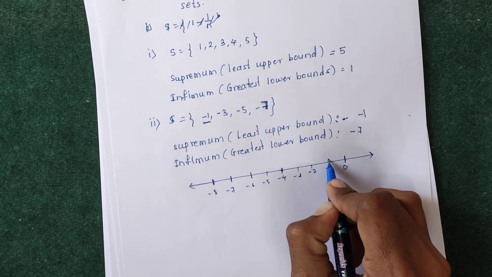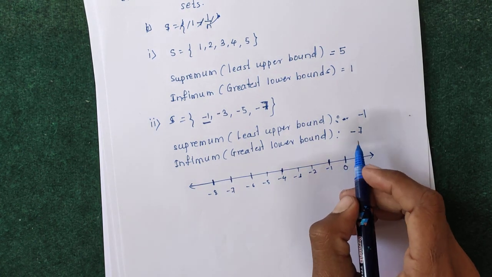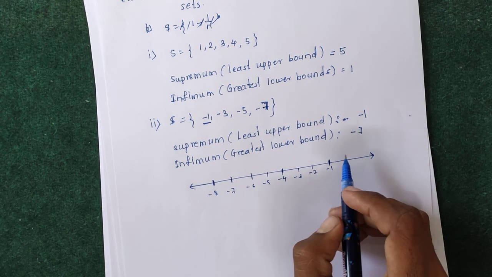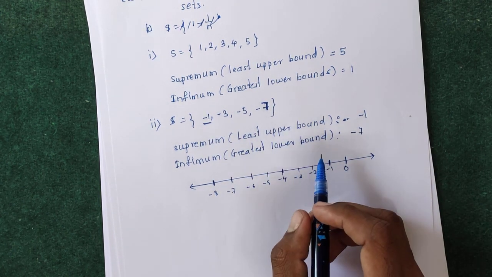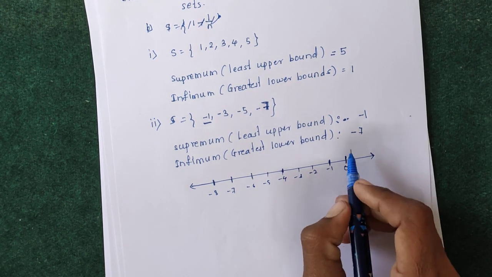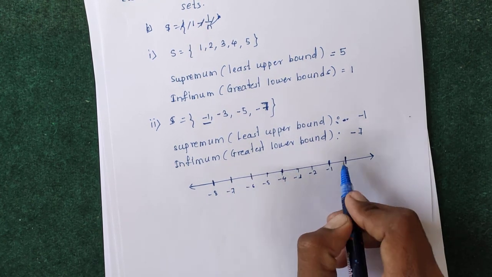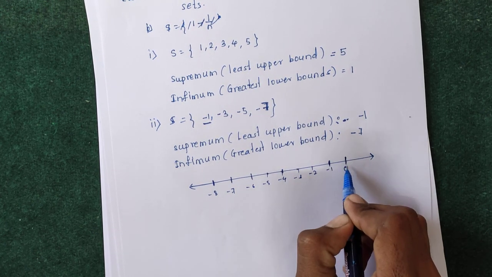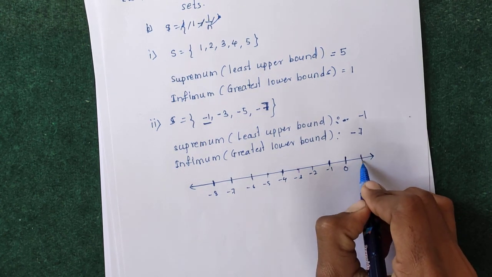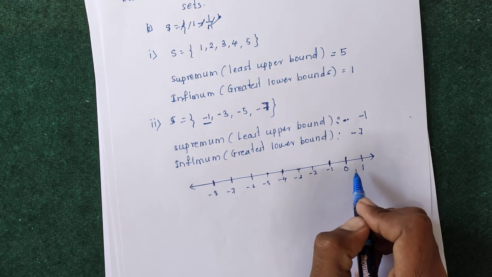To find the least upper bound, we will first of all find the set of all upper bounds. A number u is said to be an upper bound whenever all the elements of this set are less than or equal to that number. So if we take u equals 0, then all the numbers, minus 1, minus 3, minus 5 and minus 7, are less than 0. So this 0 will be our upper bound. If we take 1, then minus 1, minus 3, minus 5 and minus 7 are again less than 1.